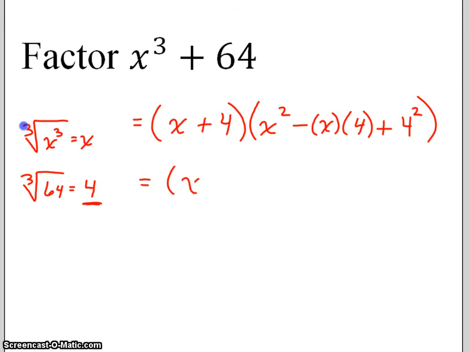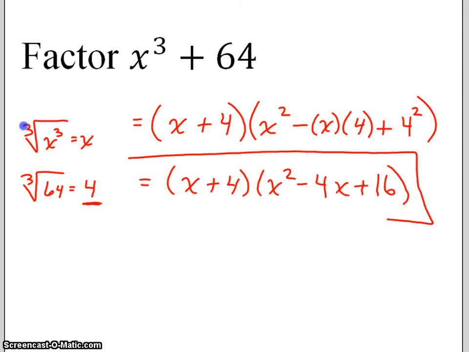Clean it up a little bit. X plus 4 times x squared minus 4x plus 16. And this second trinomial that you get, the second polynomial, is not a perfect square trinomial. It would have to be a minus 8x in the middle in order for that to happen. So you never get a perfect square trinomial. So we're going to stop factoring right here.